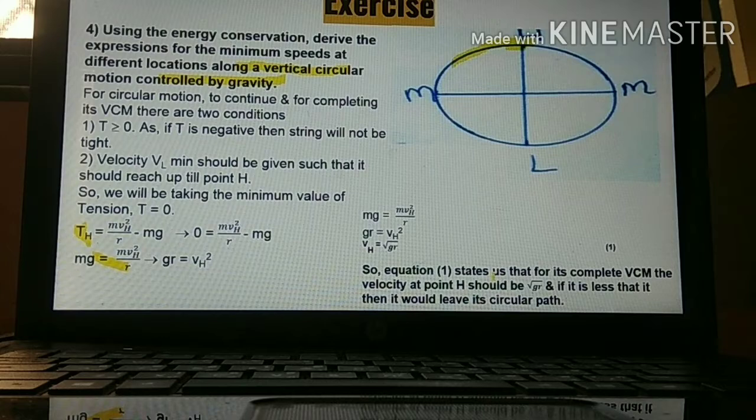So equation 1 states that for a complete vertical circular motion, the velocity at the highest point should be root gr. If it is less than root gr, then it will not be moving in a circular track. It will leave its circular track.